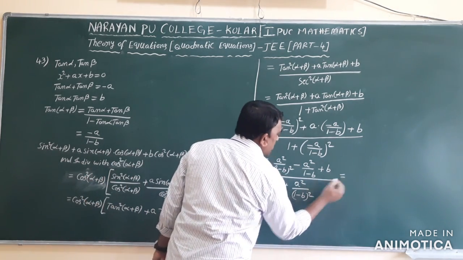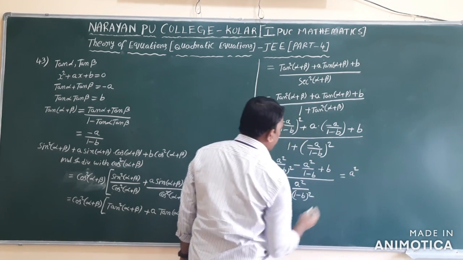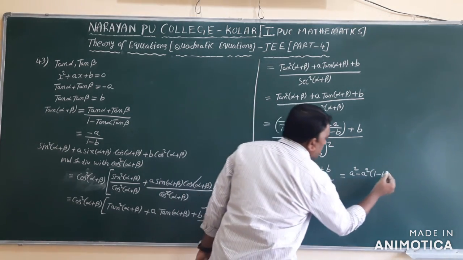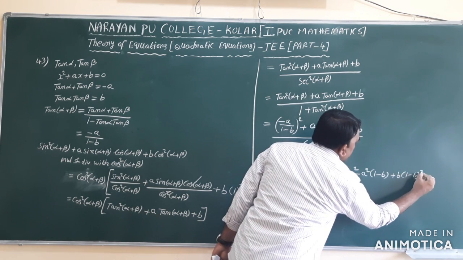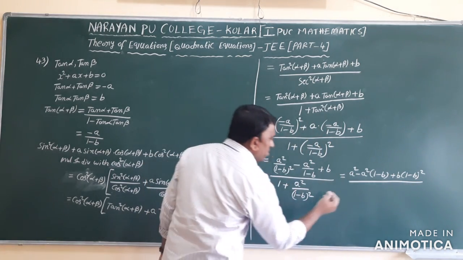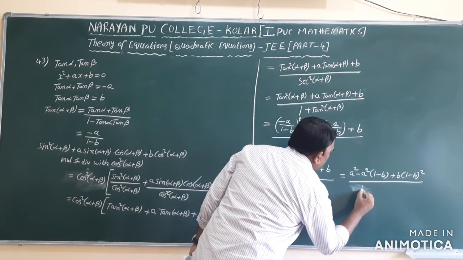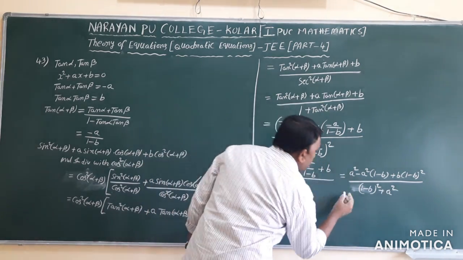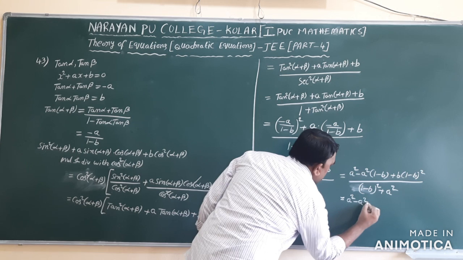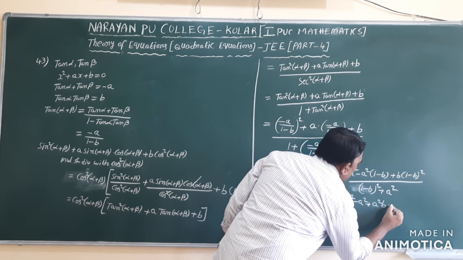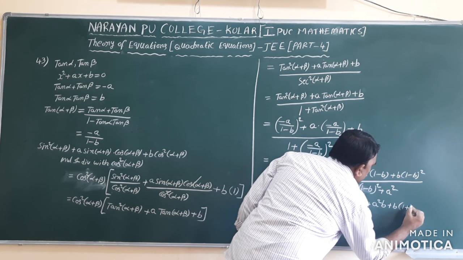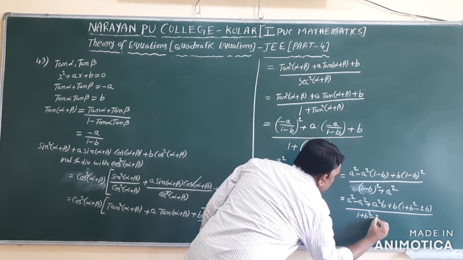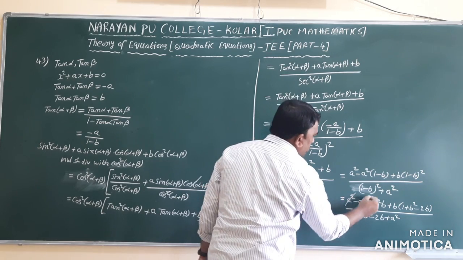Now simplify the numerator, take LCM 1 minus b whole square. Now it is a square minus a square into 1 minus b, so 1 minus b cancels, one more 1 minus b is there, a square into 1 minus b, plus b into 1 minus b whole square, whole divided by 1 minus b whole square. Here also 1 minus b whole square, cancel. Here also take LCM, 1 minus b whole square plus a square. Both numerator and denominator 1 minus b cancelled. Now simplify: a square minus a square plus a square b plus b into 1 plus b square minus 2b, divided by 1 plus b square minus 2b plus a square. A square cancel.